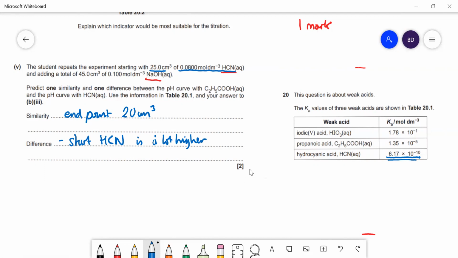It's going to be about pH 9 or something. Yeah? The pKa of that one, minus log of that number, is about 9. So it's way higher, but you don't need to give 2, you just need to say 1. I think the start pH is the most obvious one, and the similarity is that the endpoints are the same.